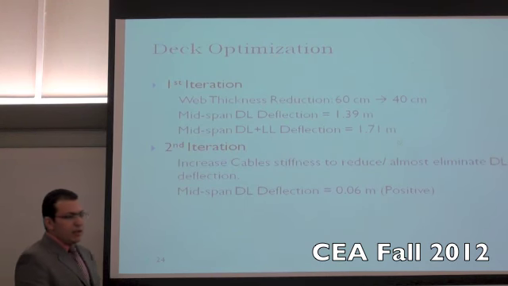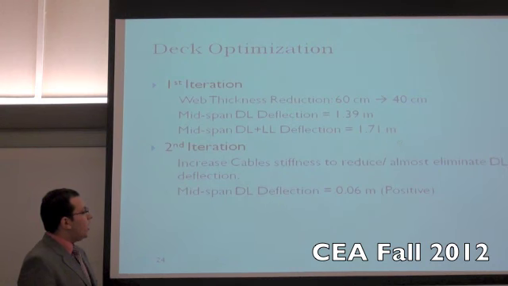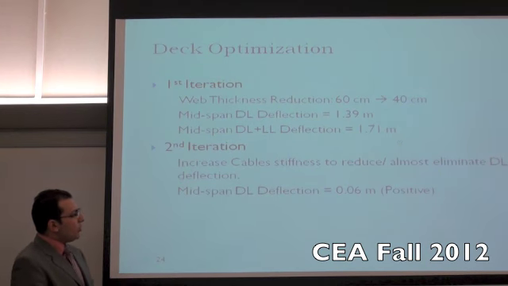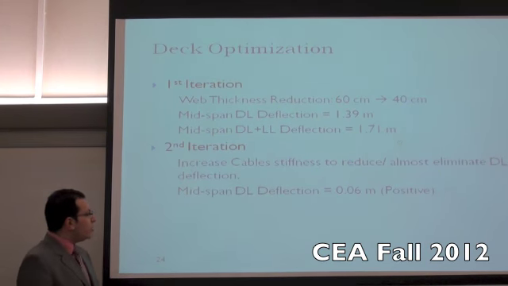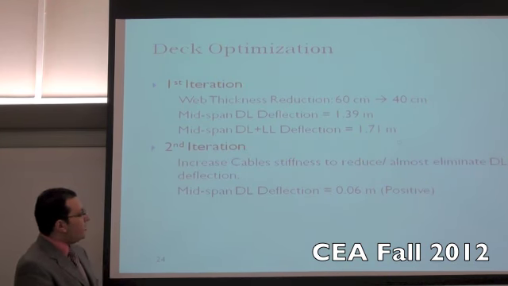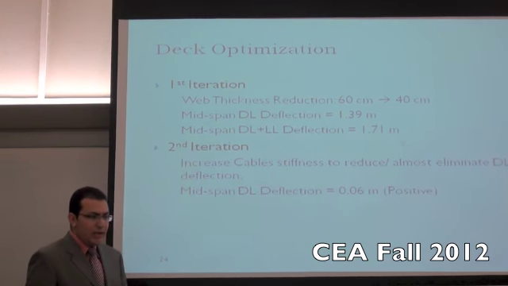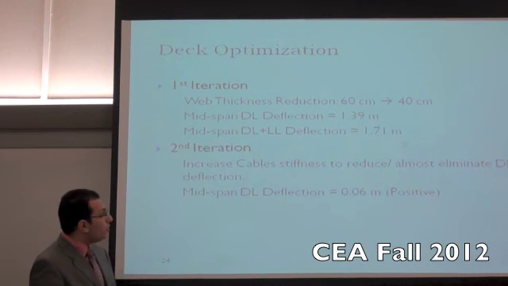And then we started increasing the tension in the cables, so we increased the stiffness of the cables and that reduced the deflection in the deck to almost eliminate the dead load deflection. And after tightening them, we reached a mid-span dead load deflection of 6 centimeters upward. It's a positive deflection, as you can see. I will show you later.